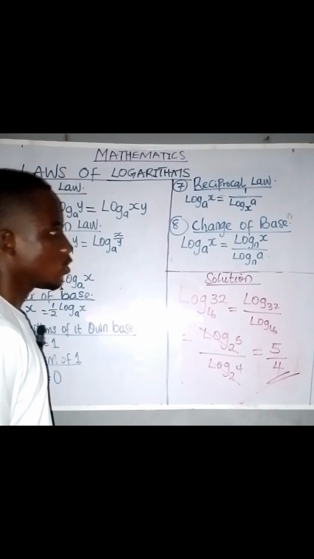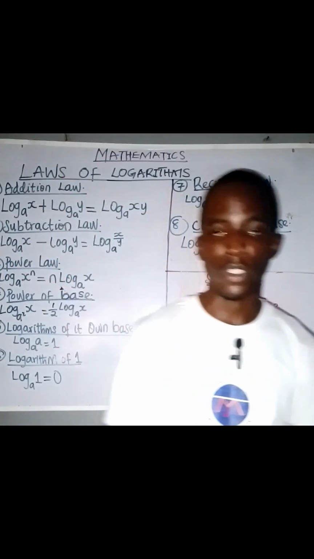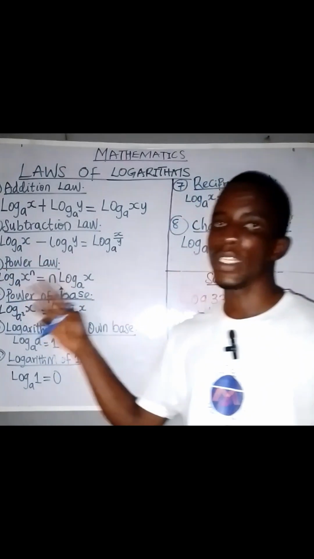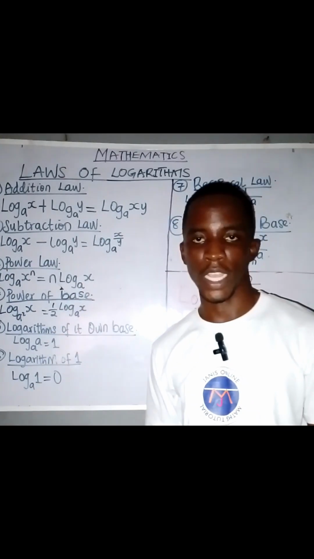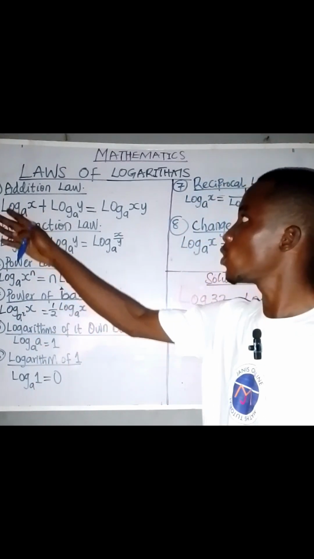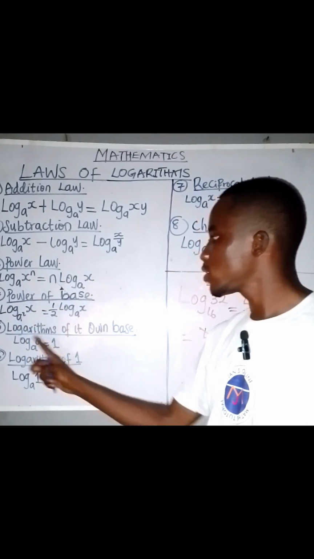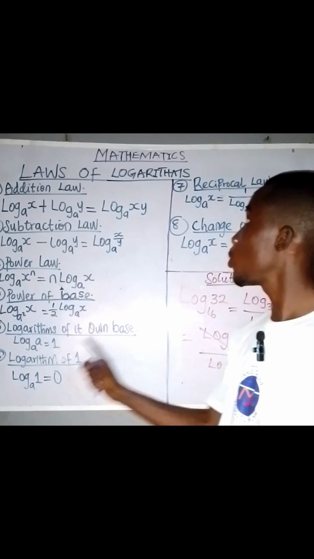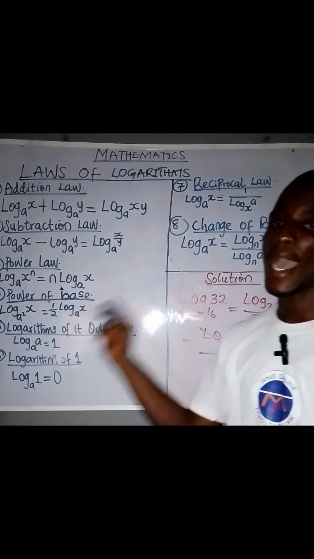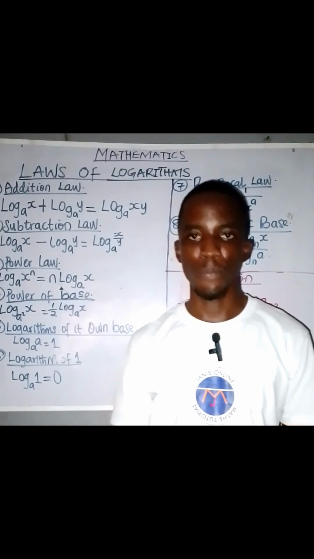Are you following? So I've successfully explained the 8 laws of logarithms and given an example of each of them, which are the addition law, subtraction law, power law, power of base, logarithm of its own base, logarithm of 1, reciprocal law, and change of base.